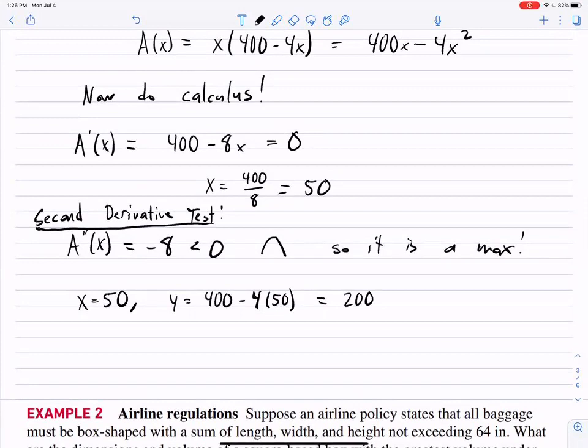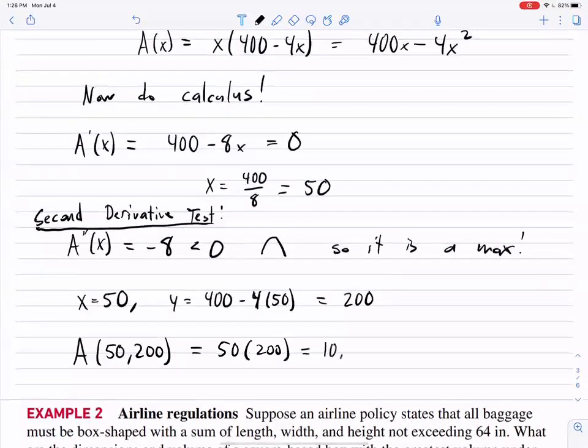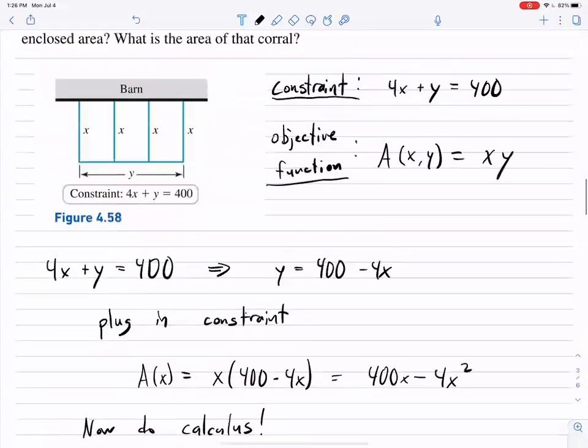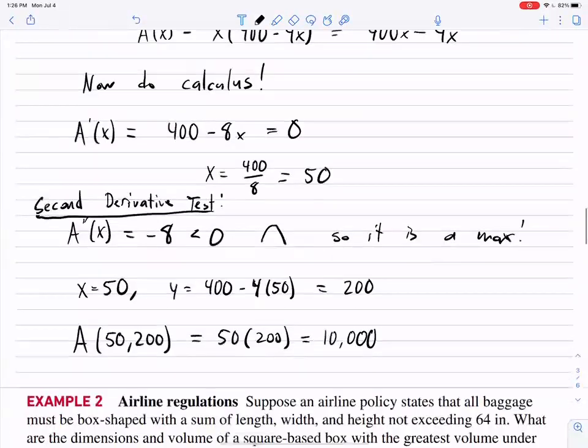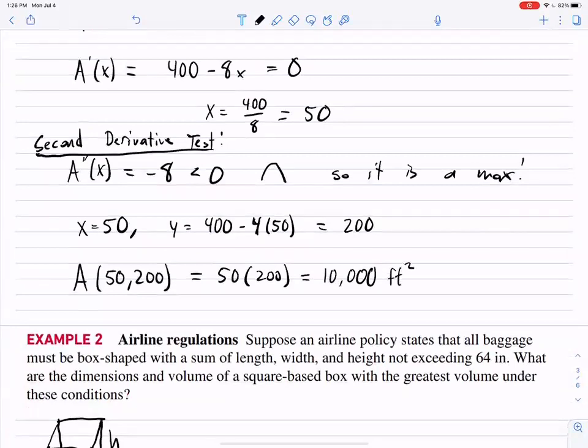So y would equal 200. And so that means the area as a function of 50, 200 is going to be 50 times 200, which will be 4,000. Wait, no, 10,000. So this is all in meters, feet. What is this in? Feet. So feet squared. That's the area. And then x is 50 feet. y is 200 feet. So those are the dimensions, and that's the area.